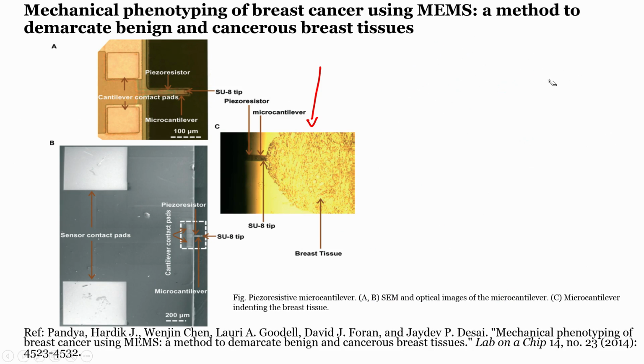Here you can see is a microcantilever, the length is close to 120 microns. There is a piezoresistor embedded into the silicon wafer. It is a P type material which is boron. We have used diffusion technique to integrate the sensor. If you want, you can also read our paper, which is mechanical phenotyping of breast cancer using MEMS, a method to demarcate benign and cancerous breast tissues. This is in a journal Lab on a Chip. It was published in 2014.